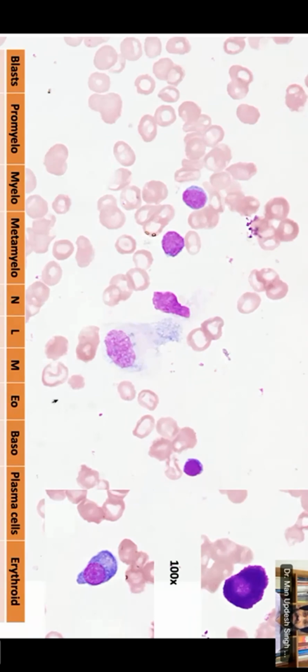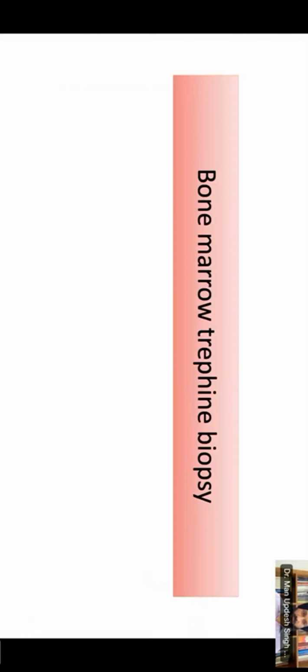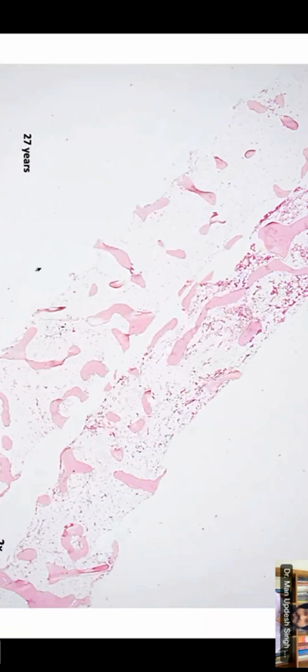Right. So let's move forward. We come to the bone marrow biopsy. So again, Dr. Priyadarshini, can we comment on what we see at low power? Dr. Priyadarshini?